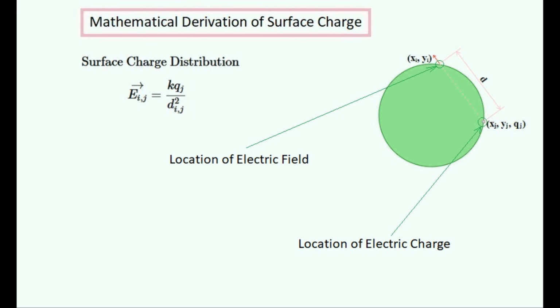So this is a calculation of the electric field at one point due to an electric charge at another point. The electric field is the point that the small red arrow points from, and the charge is a small grey circle. The electric field point is indexed by the variable I, and the electric charge point is indexed by J.